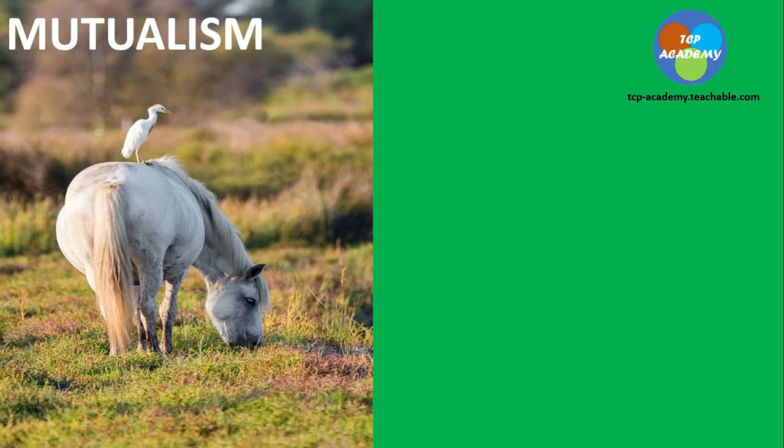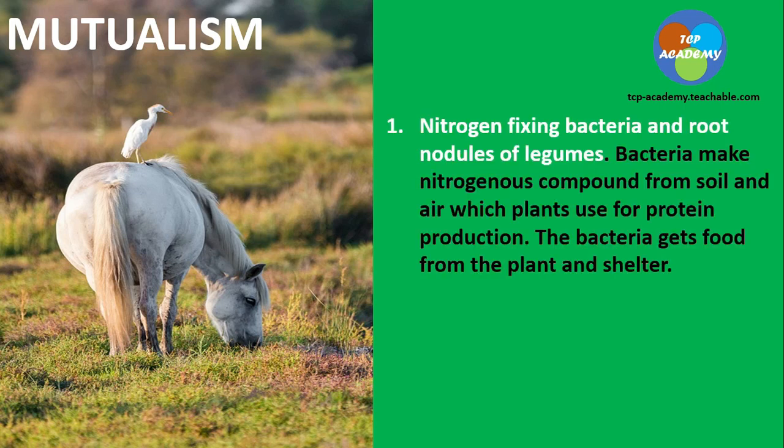Here we are looking at a mutualistic relationship between the horse and the egret. So the egret here is feeding directly from the horse and not pretty much moving around with the horse or behind the horse to get the food.